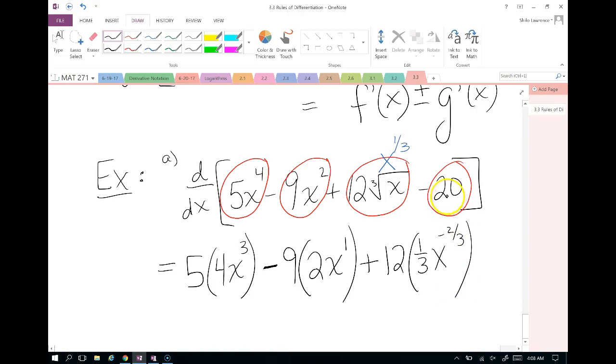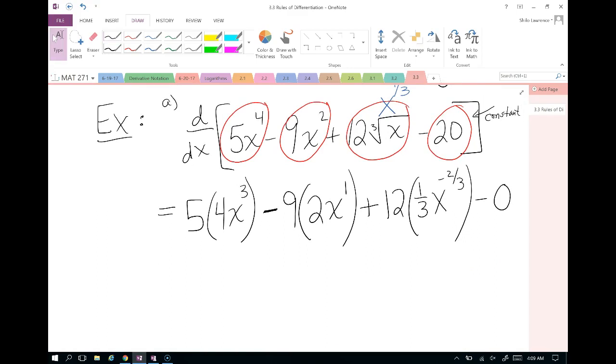My last term is a constant. It does not have any x's in it. So remember, the constant rule was the very first one we talked about. The derivative of a constant is 0. If you want to, you can say minus 0 in case you ever look back at this and you want to know what happened to it, but the derivative of a constant is 0.